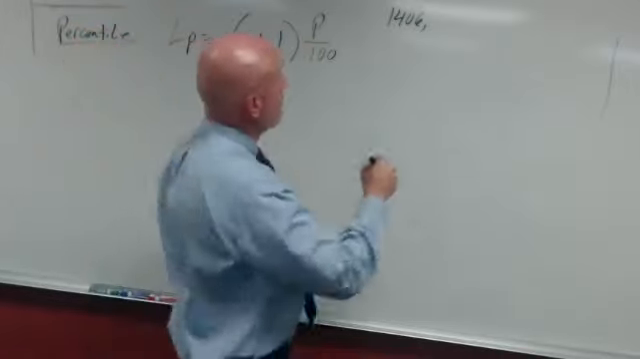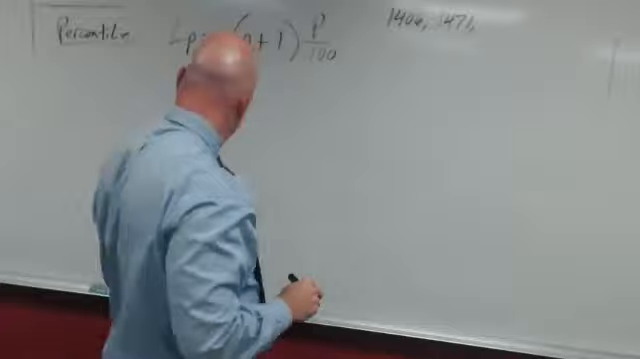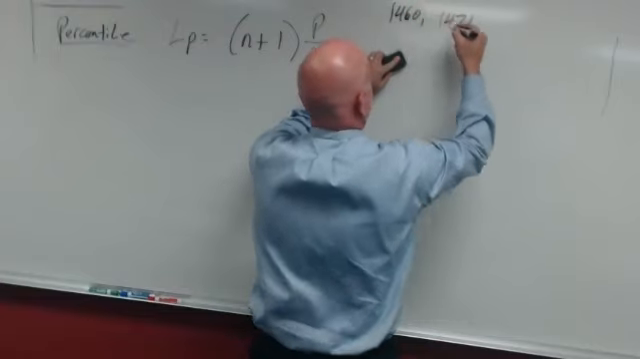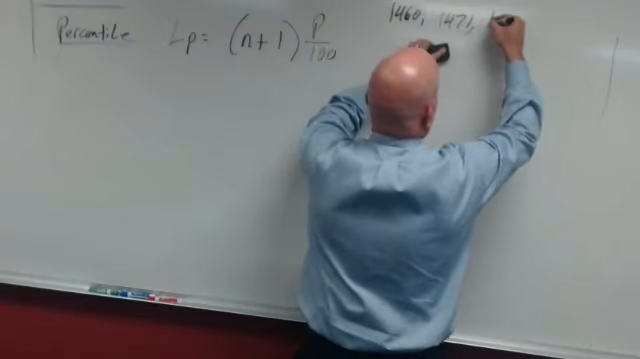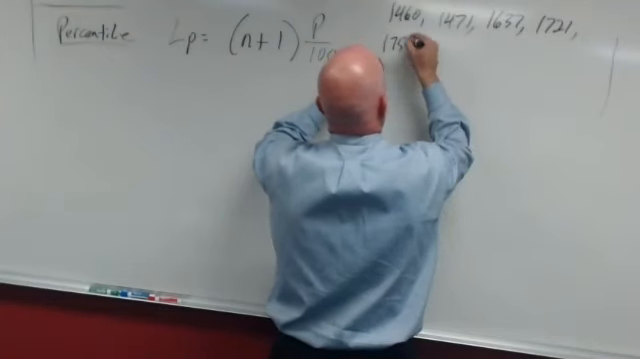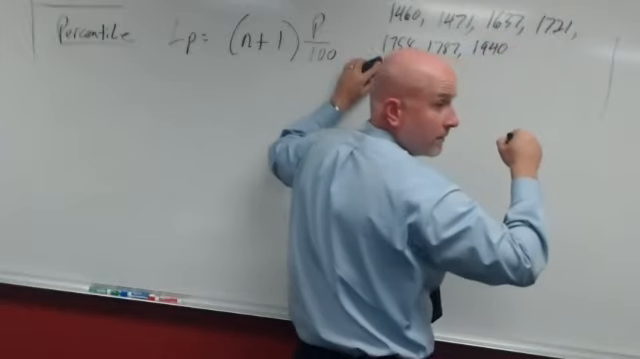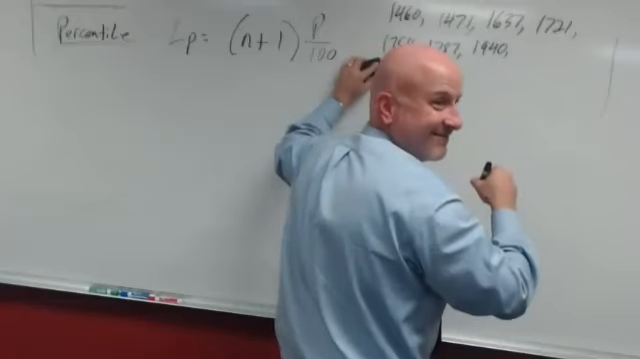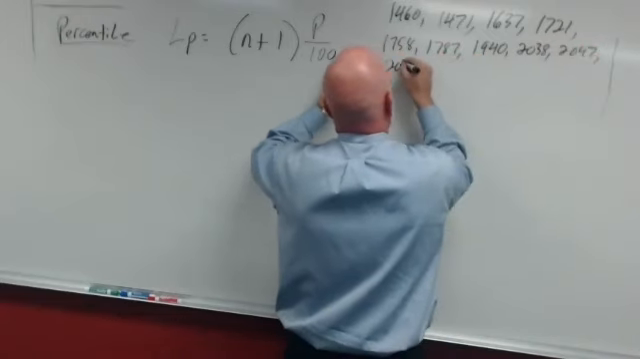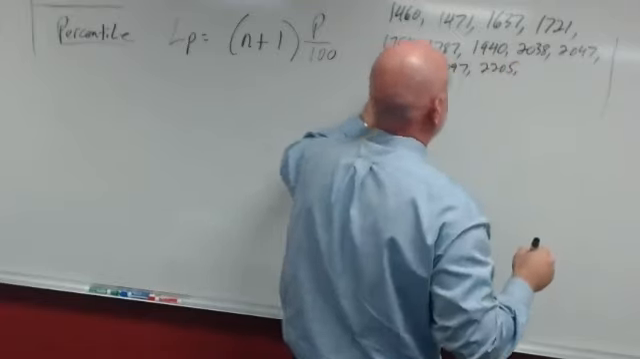1,406. 1460. All right, so 1460, 1471, 1677, 1721, 1758, 1787, 1940, 1940, and then 2038, 2047, 2054, 2097, 2205, 2287.